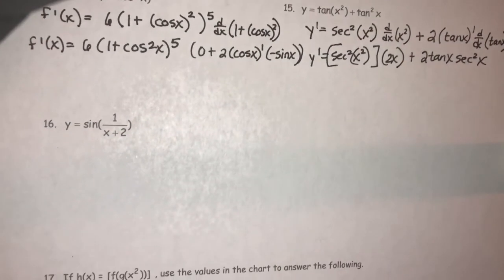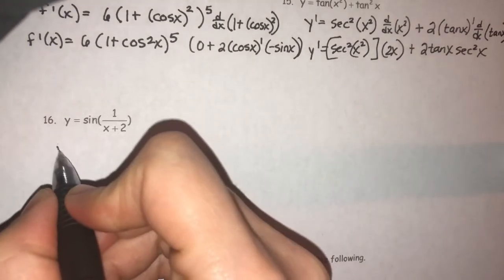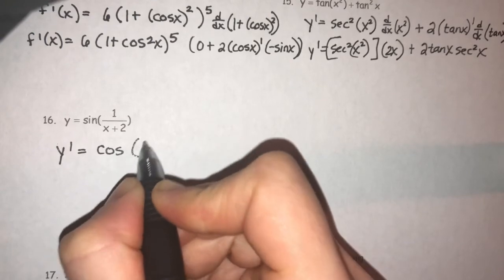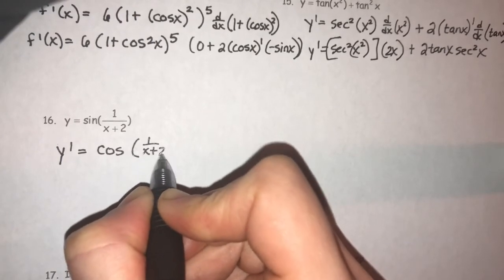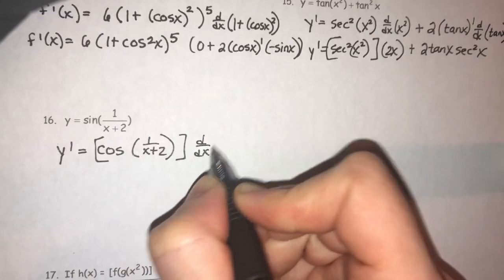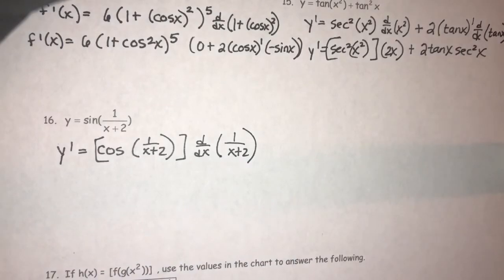All right, number 6 is y equals the sine of the quantity 1 over x plus 2. So the outside function is sine, derivative of sine is cosine. We'll copy the inside function, and then we'll multiply by the derivative of the inside function, 1 over x plus 2.